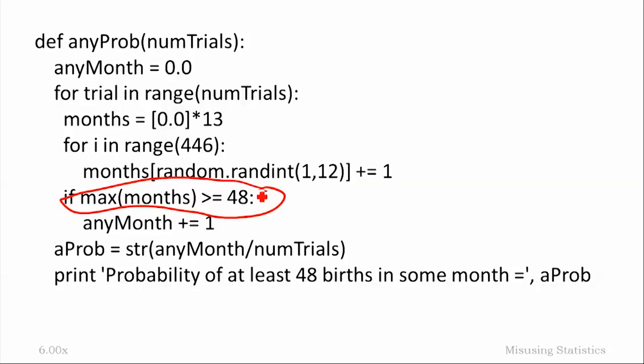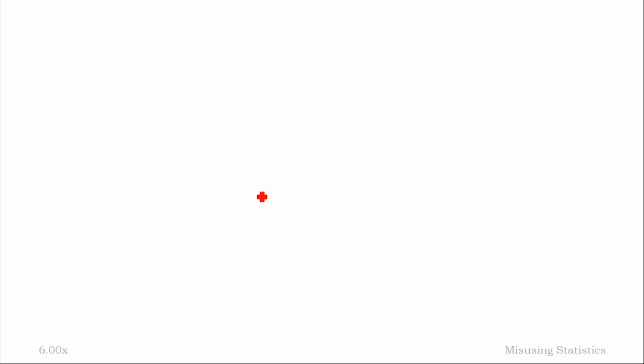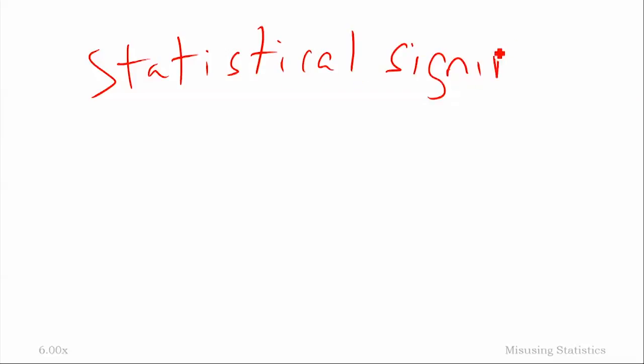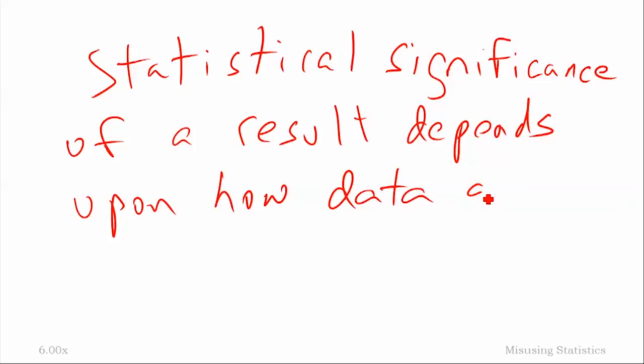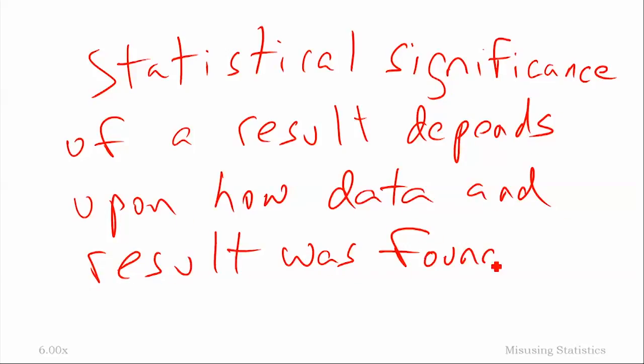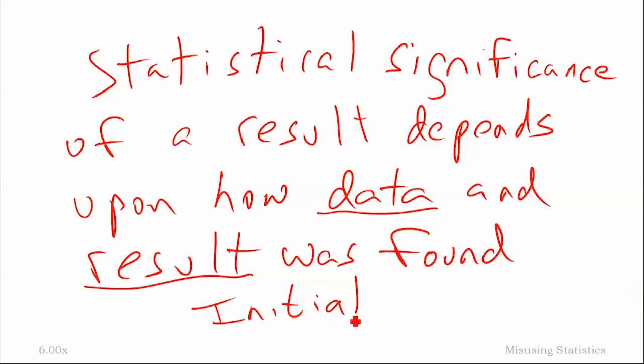To reiterate what I said before, the important point here is that the statistical significance of a result depends both upon how the data was derived and how the result was derived. And indeed, in this case, it depended upon the initial hypothesis. The moral is you can't look at the data in isolation without understanding the experiment that generated it.